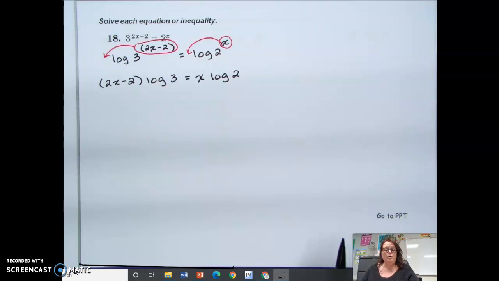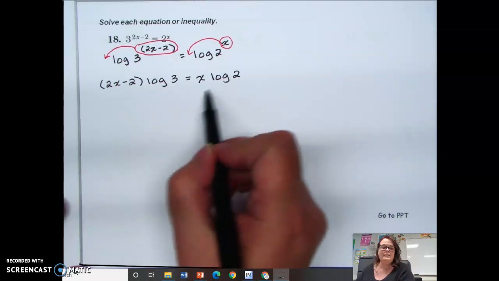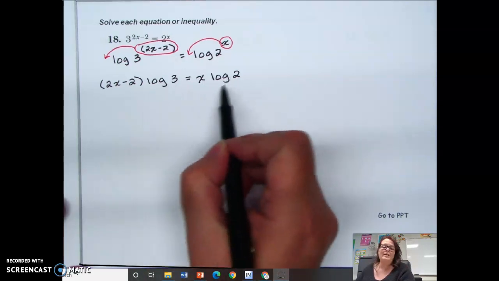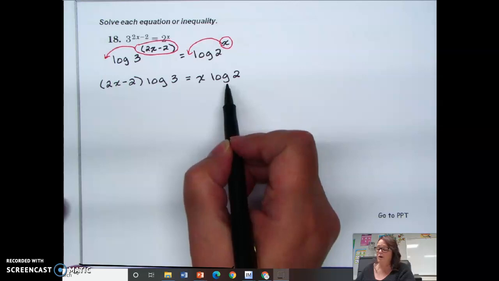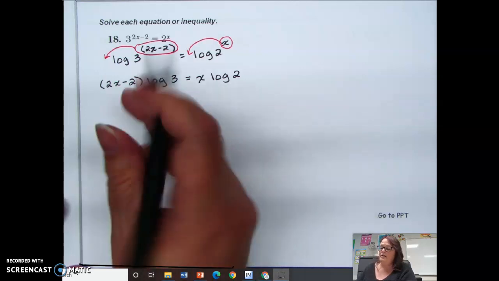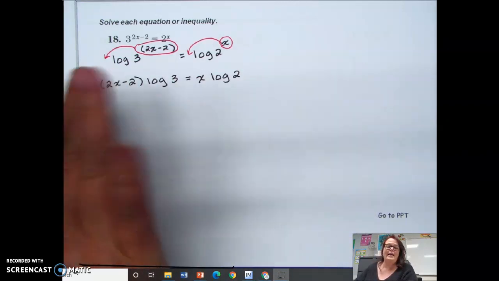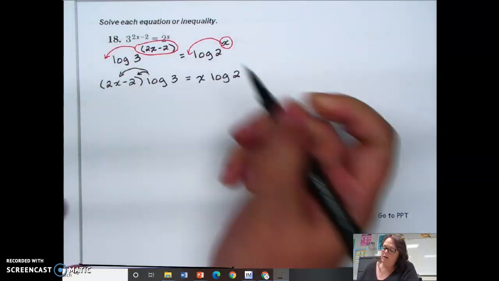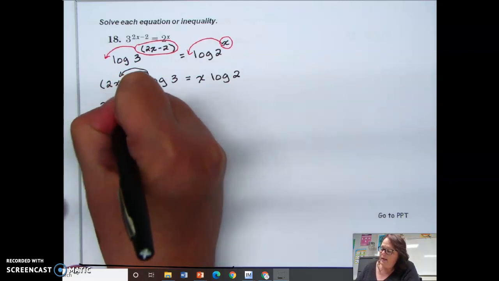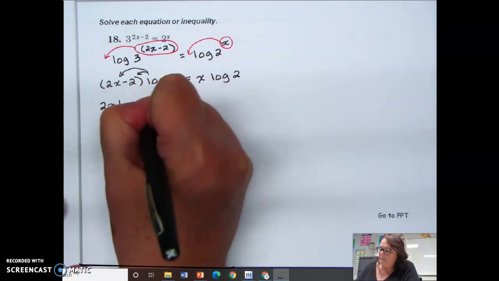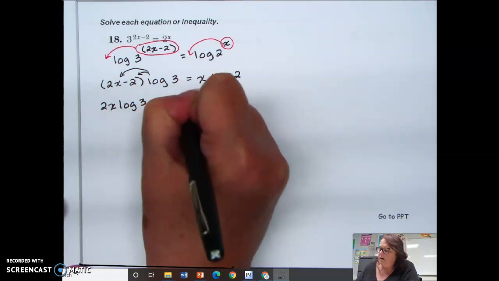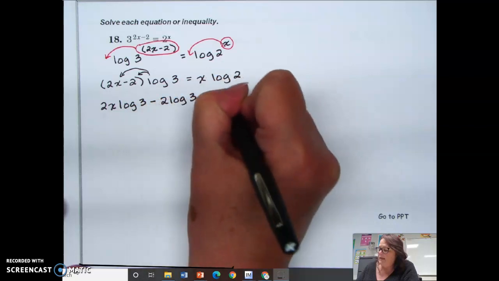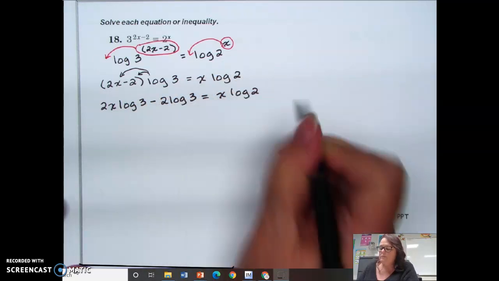So this gets a little more complicated, which is why I tried to show you the longer way in the previous problem, because I can't just start subtracting things and moving things around. If I divide it by the log of 3, I'm just making it more complicated. So I need to focus on getting all the x's on one side and all the non-x's on the other. So I'm going to go ahead and distribute this log. So I have 2x times the log of 3 minus 2 times the log of 3 is equal to x times the log of 2.